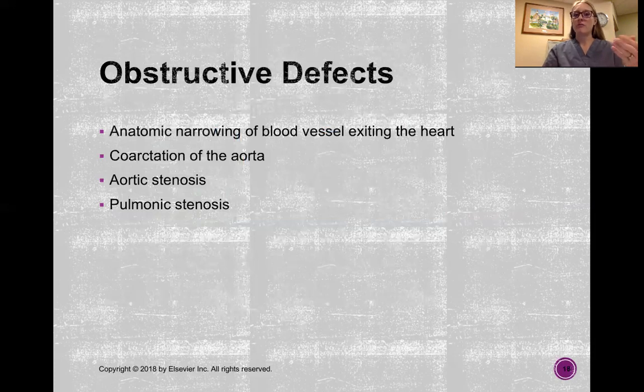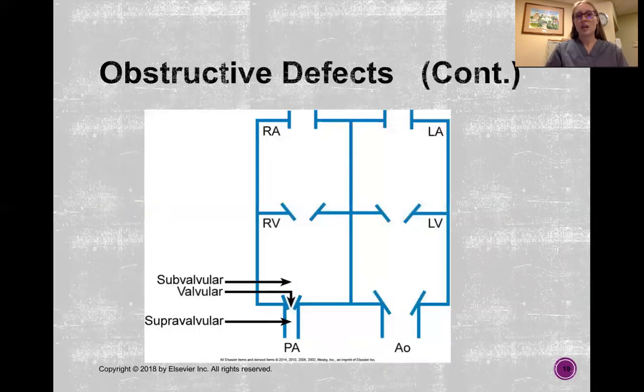We also have aortic stenosis and pulmonary stenosis that fall into these obstructive defects. And here's the visualization for your obstructive defects. So you can see that we have a narrowing going into the pulmonary artery there.